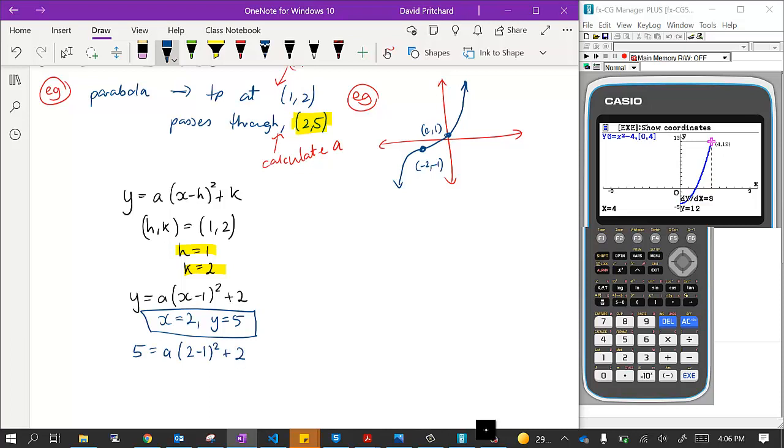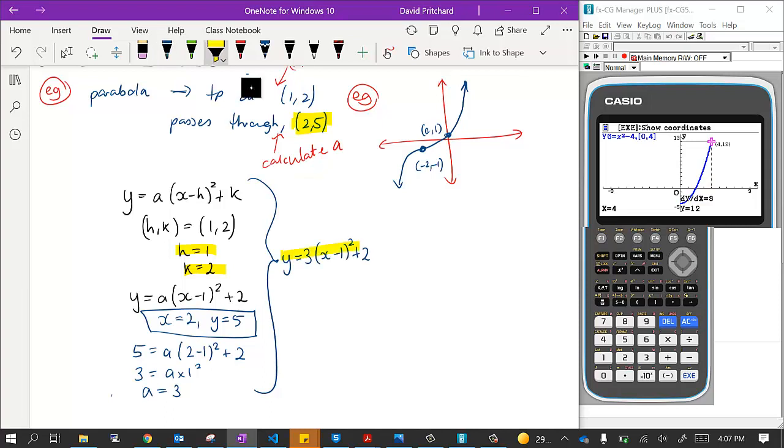And now it's a matter of just going through and isolating for a to determine what it is. So we subtract 2 and we get 3. 2 take 1 is 1, so we've got 1 squared, and so we end up here with a is equal to 3. Once we've got all of that, we can state our equation, and it is simply that y is equal to 3(x take 1) squared plus 2. So that's our goal with modeling, is to come up with the equation that fits the scenario that's been given.